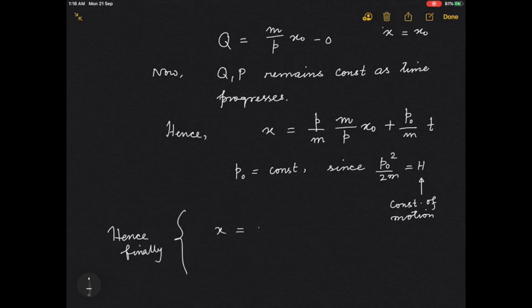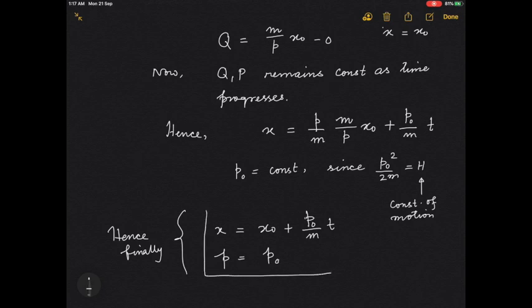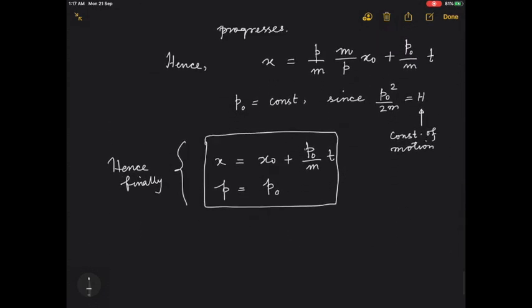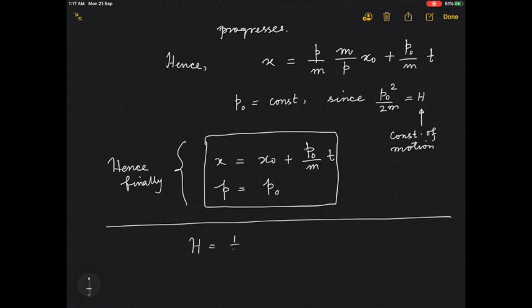So hence, finally, we get the solution x equals x naught plus initial momentum by mass, which is initial velocity, times t, p equals p naught. Well, that we know is the solution for a free particle which has a constant momentum and initial value of position as x naught. So this is the case of the free particle.